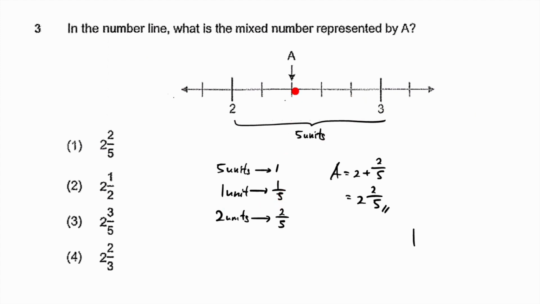Now, then look at A. A is 2 units from 2. So I'm interested in 2 units, being 2/5. So add this 2/5 to 2 wholes. The answer therefore is 2 and 2/5.